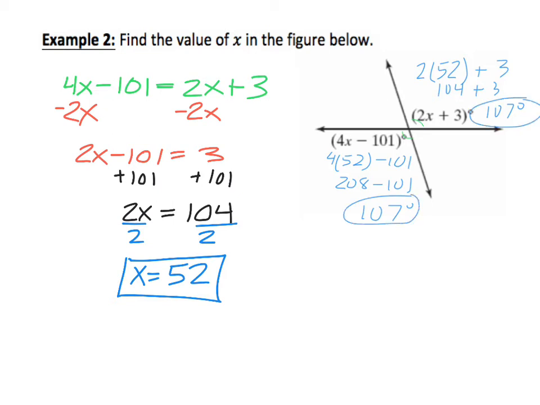What if I also asked you to find the value of the remaining two angles? Notice how for the remaining angle, you can make a line, and a line is always 180 degrees. So this value here is just 180 minus 107, which would be 73 degrees.